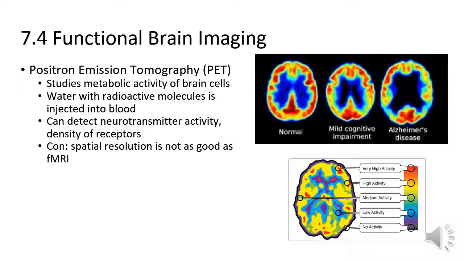So then there's PET, and this is used to study metabolic activity in brain cells. Water with radioactive molecules is injected into the person's blood, and PET is useful because it can detect neurotransmitter activity, the density of receptors for neurotransmitters, and other things that functional MRI cannot. Functional MRI just looks at differences in oxygenated blood. A drawback of PET is that it has pretty poor spatial resolution compared to fMRI. And also you have to inject people with radioactive molecules, which isn't dangerous, but some people don't like to do that, especially for research.